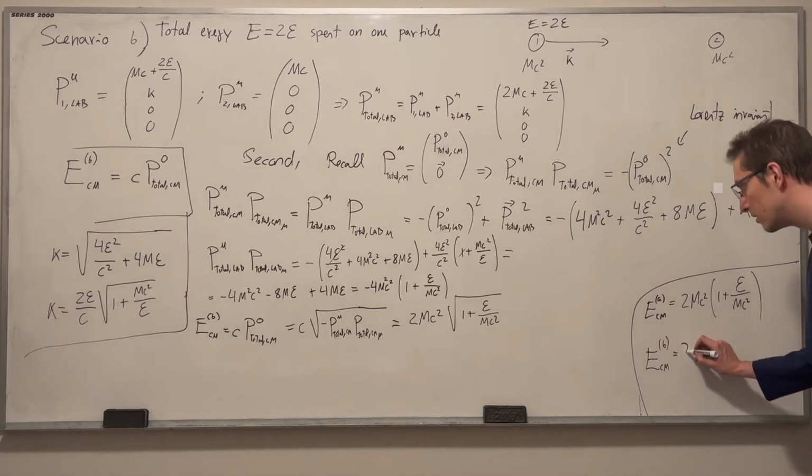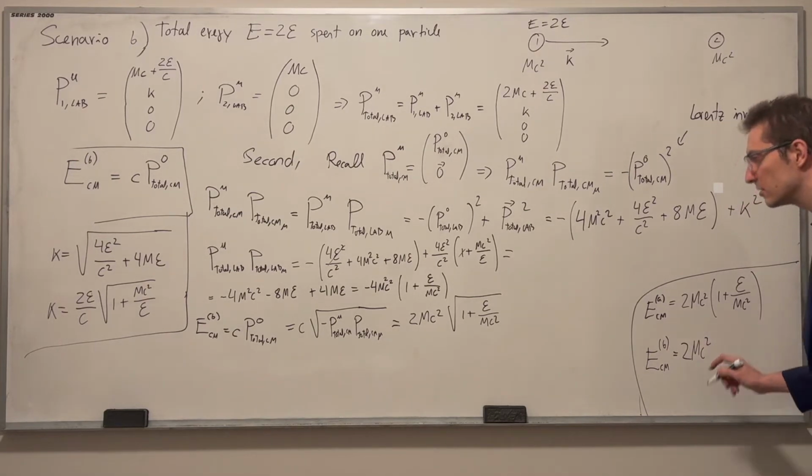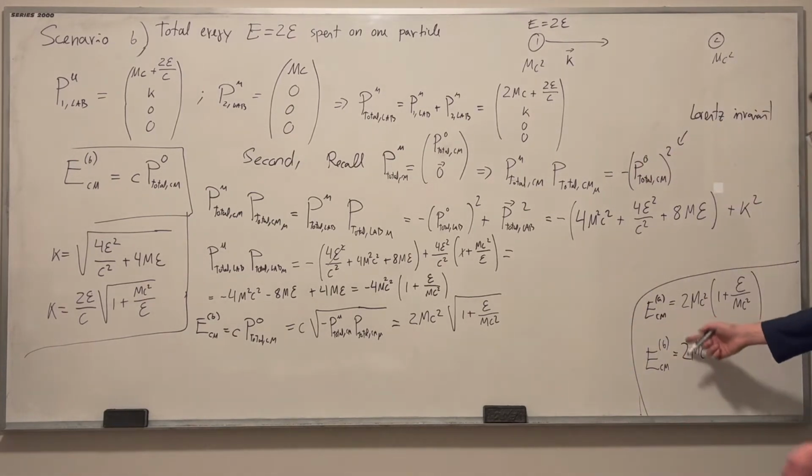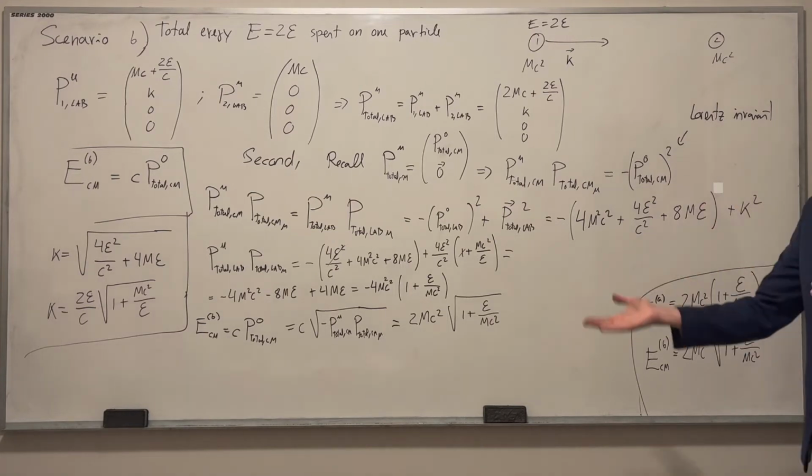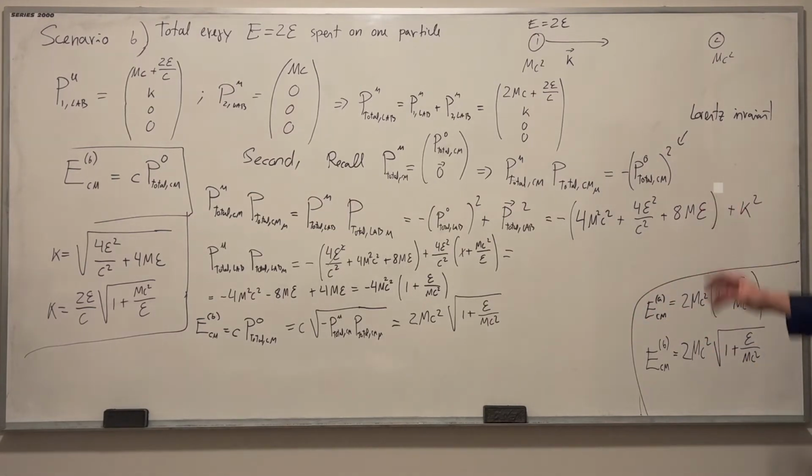This is 2mc squared. So, same as before, it is the total rest energy multiplied by a factor which is larger than 1, which is the square root of 1 plus the total energy imparted, well, half of the total energy imparted in this case, divided by mc squared. All right, so now we're in conditions to compare them and see what happens in the ultra-relativistic limit and in the deep non-relativistic limit. Let me erase everything.